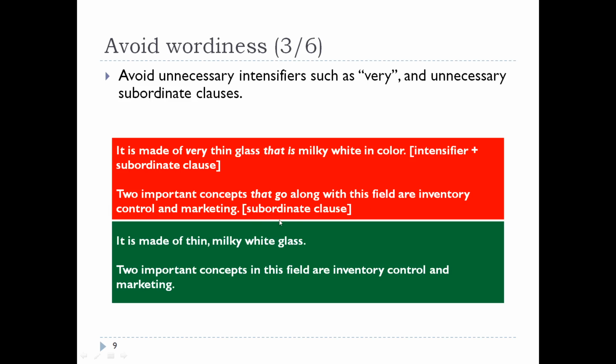Two important concepts that go along with this field are inventory control and marketing. By using the word "that," we are basically creating a subordinate clause here, which is not required. So you can easily put it like this: two more important concepts in this field are inventory control and marketing. You get rid of the subordinate clause and make the sentence more concise and easy to understand.